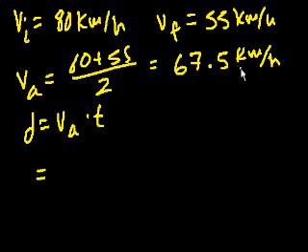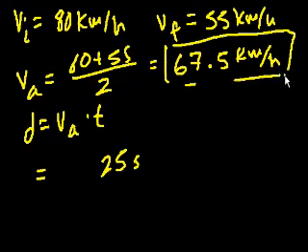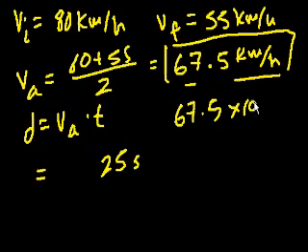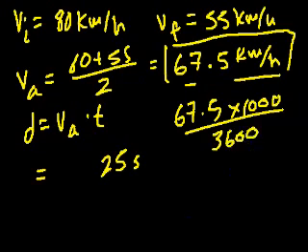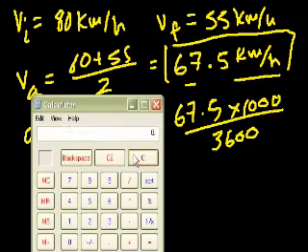The average velocity, well, we have the time in seconds, right? So we have 25 seconds here. But this is given in kilometers per hour. So we want to convert this into maybe meters per second. So what we do is take the 67.5. It's going to go times 1,000. That's how many meters it's going to go. And then in a second, it's going to go 1/3600th of that. So let's see what that gives us. 67.5 times 1,000 divided by 3,600.